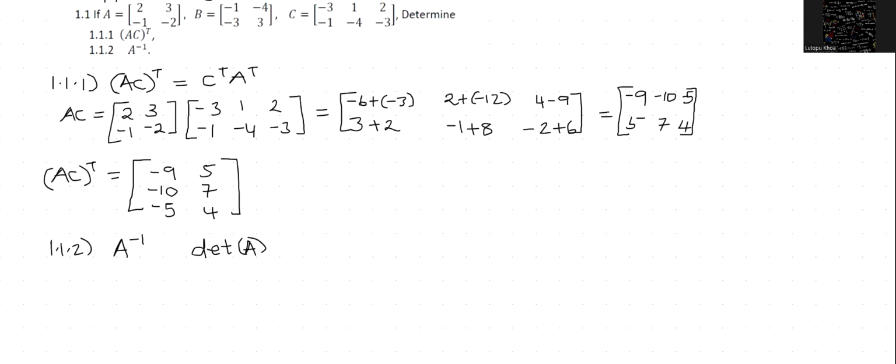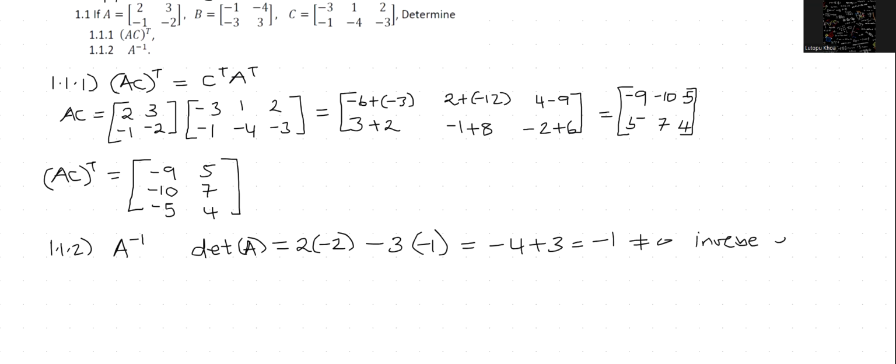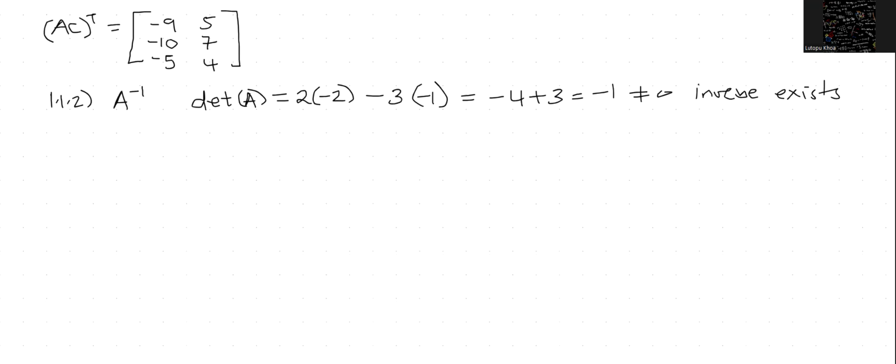So the determinant, we say the product on the major diagonal, so 2 times -2, minus the product on the minor diagonal, so 3 times -1. So this is -4 plus 3, this is minus 1. So minus 1 is definitely not equal to 0. So we can say that the inverse exists. Okay, so now because the inverse exists, we can work it out.